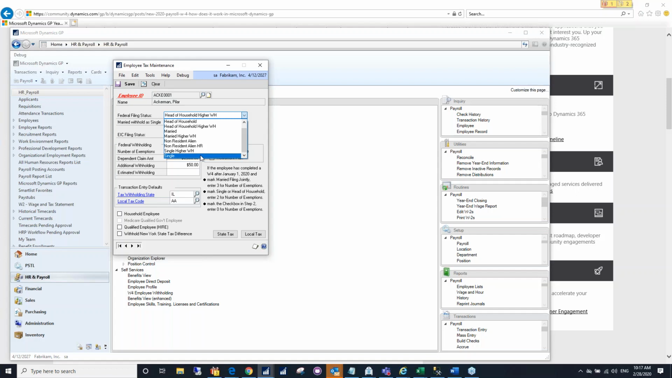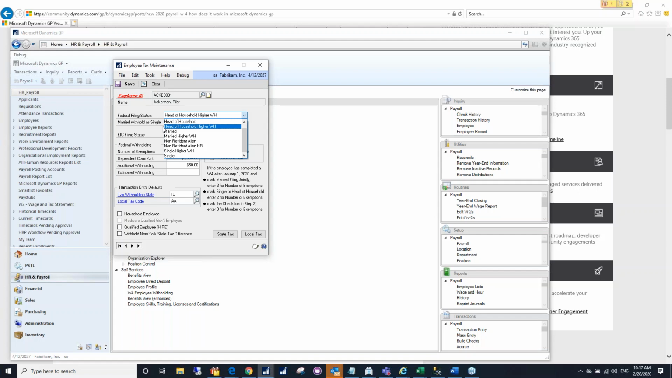You don't change me until I fill out a 2020 W-4. I had that question the other day. Some of their employees had filled out the 2020 W-4, but not everybody, and she was noticing tax changes. She's like, should I change everybody's? You do not change anything in this window till the employee fills out a W-4.